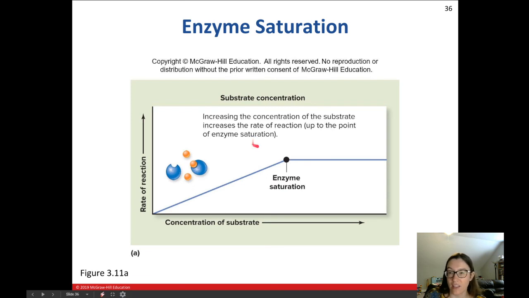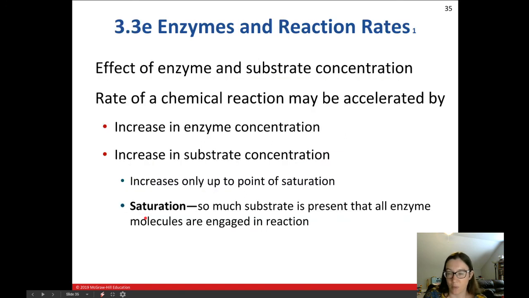It makes sense that if we add more enzymes, the rate of the reaction increases. But we can also increase the rate of the reaction by adding more substrate. And the substrate is the stuff that the enzyme uses, right? Remember that enzyme substrate complex.